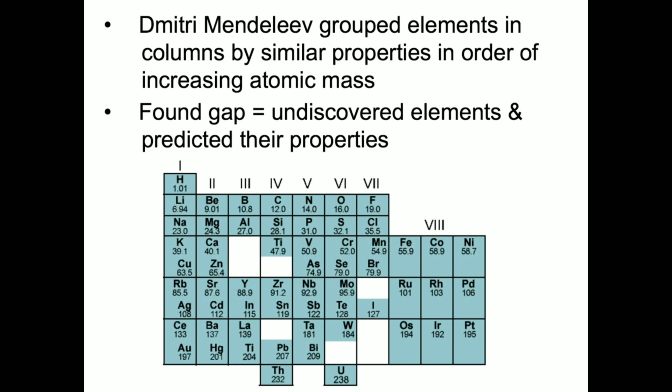The one problem with Dmitri Mendeleev's table is that he organized the elements in order of atomic mass. Now this is called a periodic table because he noticed that the chemical properties periodically repeated.